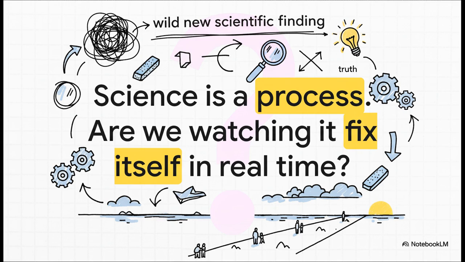So the next time you see a big headline about some wild new scientific finding, just remember the messy human process behind it. Understanding these flaws shouldn't make us stop trusting science. It should help us see it for what it truly is. Not a book of unchanging facts, but a dynamic and ultimately self-correcting process of getting closer to the truth. And right now, we might just be lucky enough to be watching that correction happen in real time.